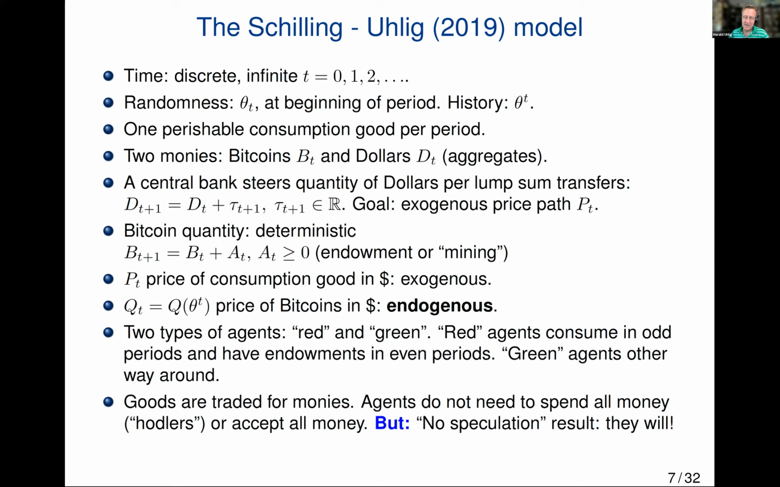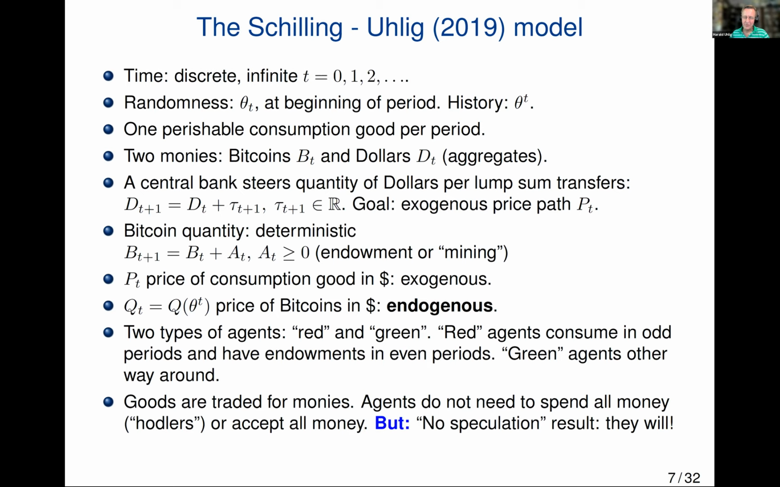But what we show in the paper, and I just remark on this, is that we get this no speculation result. They will spend all the money, and they will accept all money, and that just requires a mild assumption on impatience, essentially. That was surprising and frustrating to us, I must say, because we wanted to get these hodlers in there, and for reasons other than that they just want to save, right? And we know that you can write down an IRR some model.